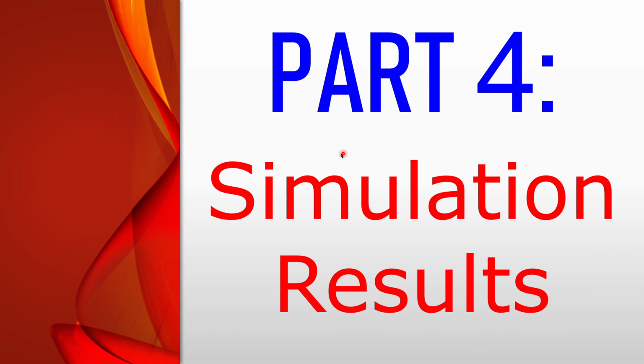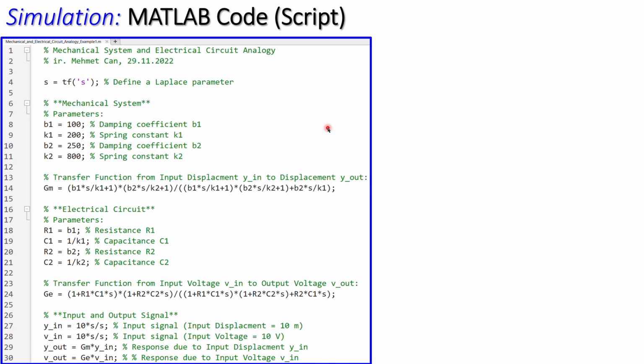Okay, let's then go to part 4 and discuss the simulation results. Now let's first bring up the MATLAB code. This is the MATLAB code I have generated. So you see I just defined first the Laplace parameter. For the mechanical system, I just made up some values for B1, K1, B2 and K2. And also set up the transfer function according to our discussion.